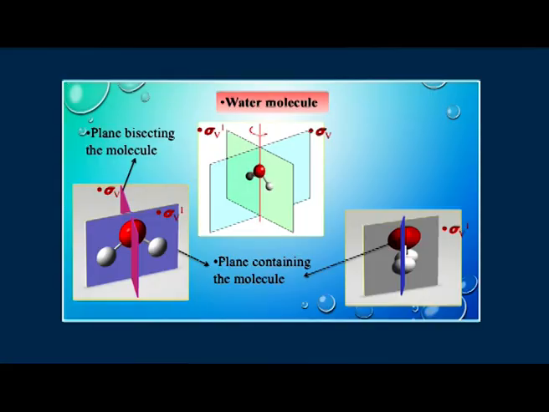Since they are 2 in number, to distinguish them, one is labelled with a prime or dash. Hence, they are represented as a sigma v and a sigma v dash, or otherwise sigma v and a sigma v prime. One plane contains the molecule and one plane bisects the molecule. Both are sigma v's since they contain the principal axis.